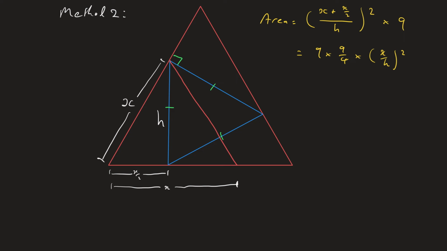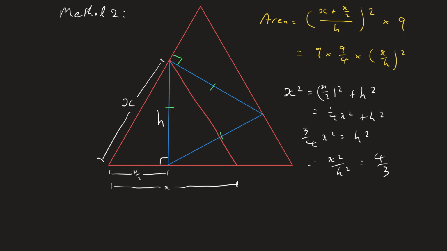From the previous page, we know we have a right angle here. We can therefore apply Pythagoras' theorem. The hypotenuse is x, so x squared is equal to x on 2 squared plus h squared. In other words, x squared equals 1/4 x squared plus h squared. Bringing a quarter x squared to the other side gives us 3/4 x squared equals h squared. And bringing h squared to the left-hand side and 3/4 to the right-hand side, we get x squared divided by h squared is equal to 4 on 3.